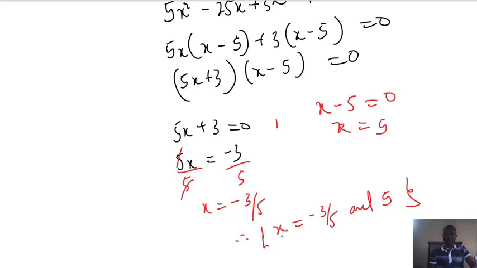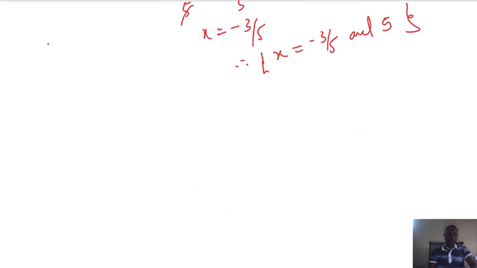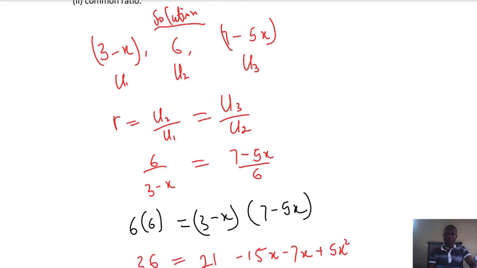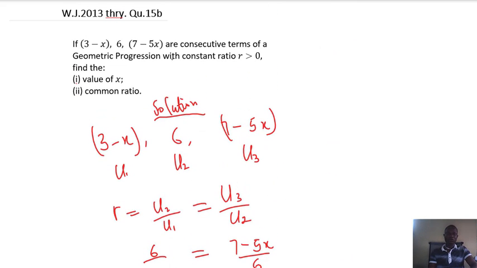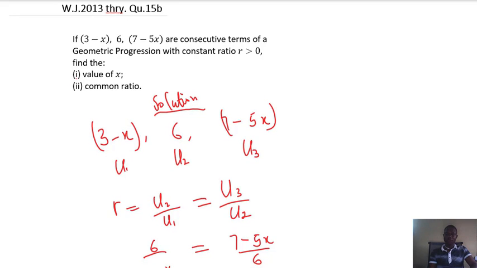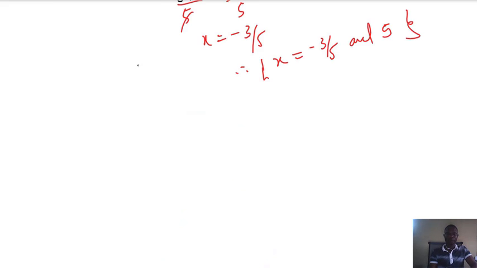These will be the values of x for the (i) part of the question. Now we are going to find the common ratio, but the question says that the common ratio is greater than 0. So for x, let's use x equal to negative 3 on 5 to find the common ratio.